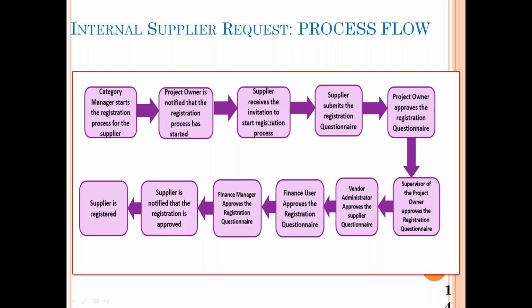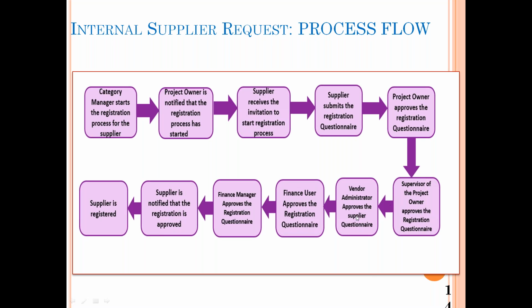Then the supplier will receive the invitation to start the registration process, and the supplier submits the registration questionnaire. That is what I was talking about. Once the supplier submits their registration questionnaire, it will come to the user. It may be the project owner who is responsible for the approval. He will approve the registration questionnaire, and then the supervisor of the project owner approves it. So you can see there can be one approver or multiple. The vendor administrator approves the supplier questionnaire.